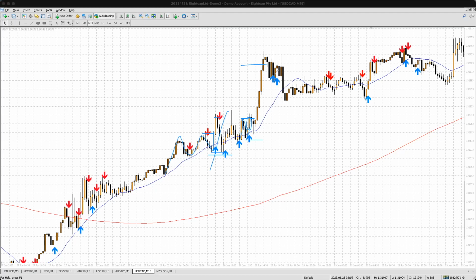You're getting a couple more buys right there. Would you take these buys? No, because it's not breaking anything, right? So ignore those. Okay, is that simple, guys?